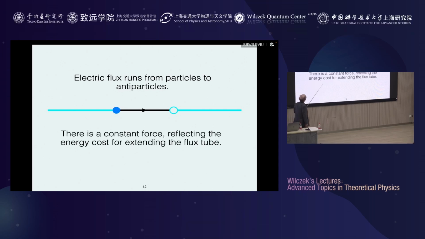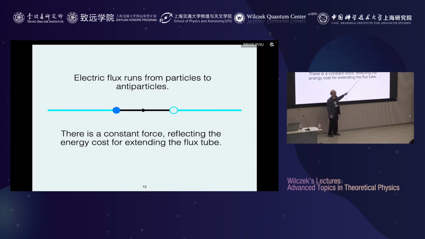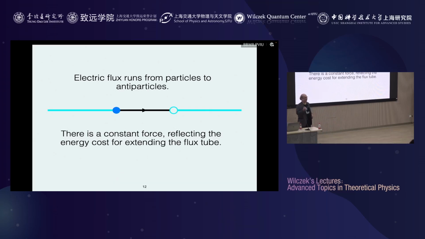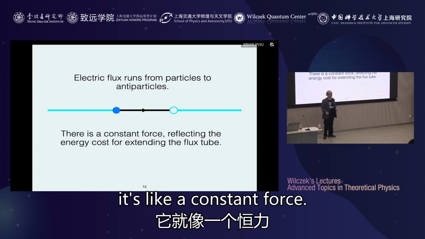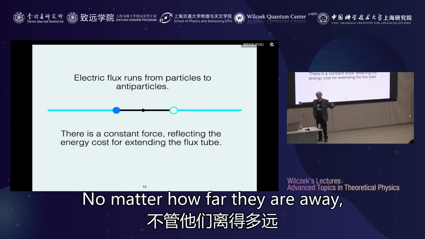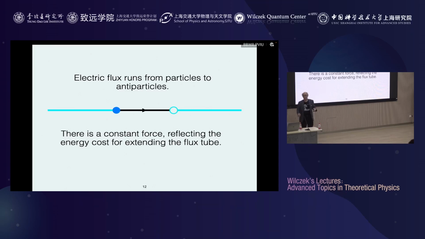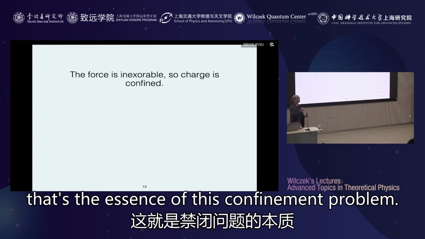And that means that there's a constant electric field between these two. That means there's a constant energy per unit length as you separate these particles. So it's like a constant force. The energy per unit length is constant, so there's a constant force. No matter how far one is away from the other, it's a constant force. And if you think about it, that's the essence of this confinement problem.